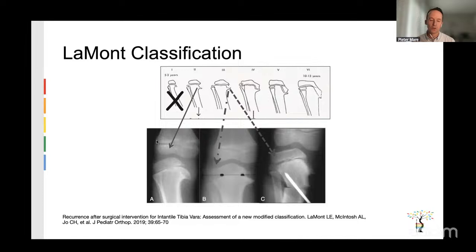Now, in Lamont's work, the grade C is more likely to go on to recur, whereas the grade B's have a lower recurrence risk. And the difference between the two is that the shape of the metaphyseal defect in the B's have a ski jump or a playground slide type appearance, whereas in the grade C, it's a steep downsloping deformity. Now, I'll get back to this in a moment.